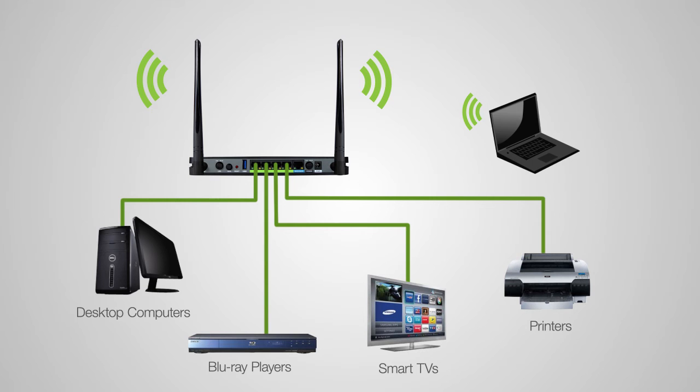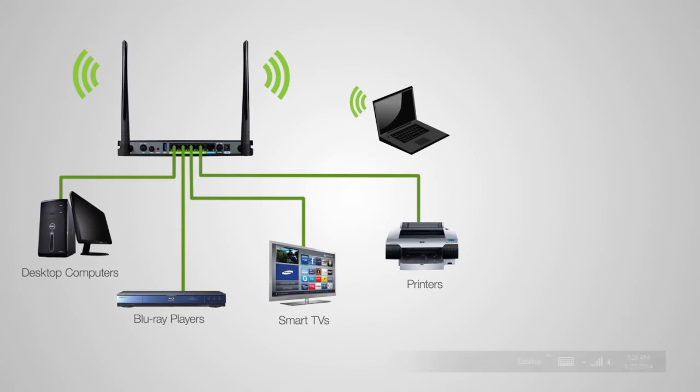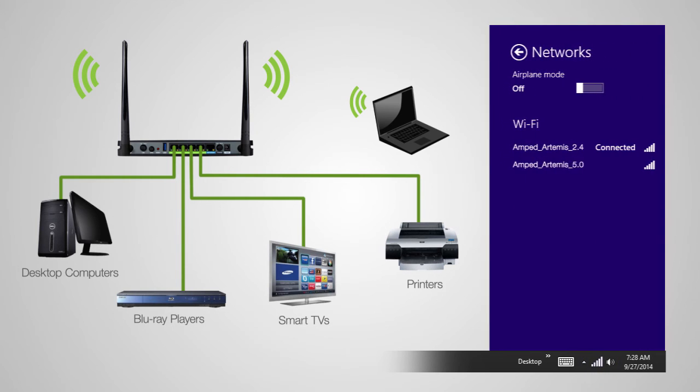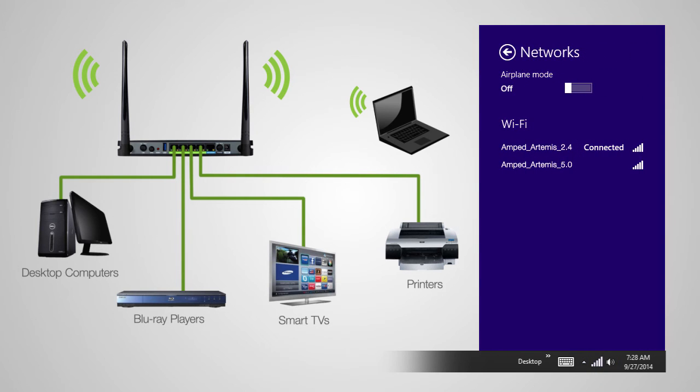To wirelessly connect to the router with a computer, simply locate the wireless network icon on the home screen and click it to view available wireless networks. Depending on the dual band capabilities of the wireless adapter or device that you are using, you may see the 2.4 GHz network or the 5.0 GHz network or both. Network connections on the 2.4 GHz band will provide longer range. Network connections on the 5.0 GHz band will provide less interference and faster transfer speeds.